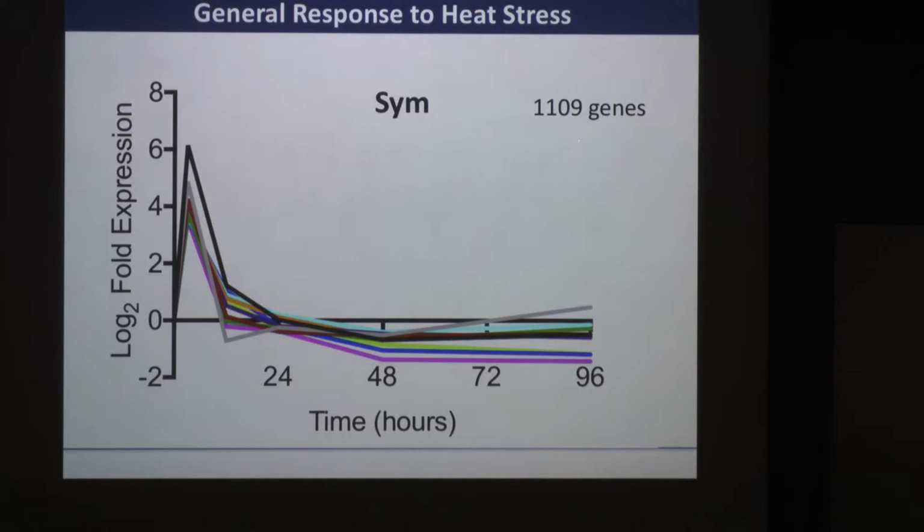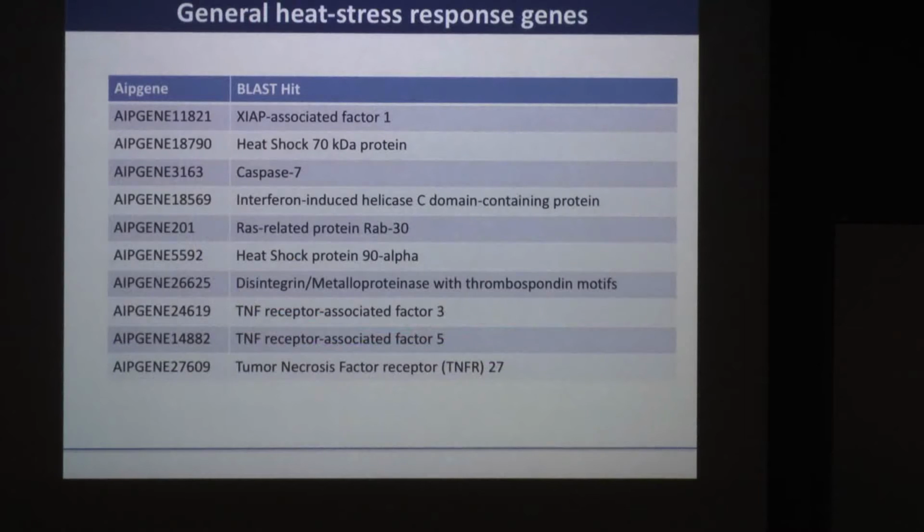And so initially, those of you that have done any sort of thermal stress on any system are probably thinking that these are going to be the chaperones, the heat shock proteins, and you're absolutely right. So we've got heat shock proteins, we've got caspase, so we know that apoptosis has been implicated in coral bleaching as a mechanism for cell death and thus releasing the Symbiodinium.